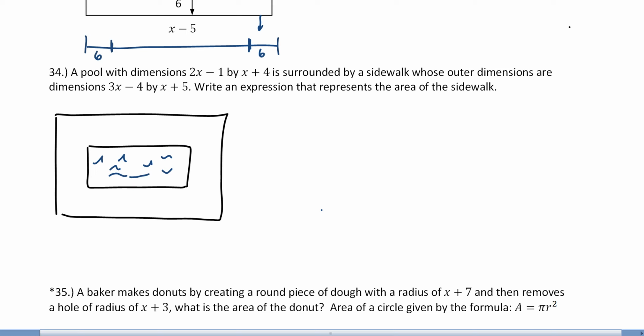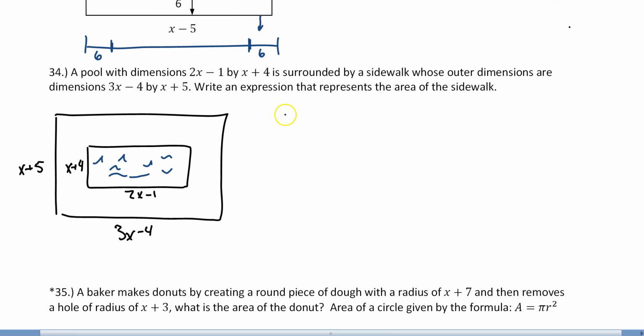It's really fantastic. But anyway, as I label these things, the dimensions of the pool are x plus 4 by 2x minus 1. And then dimensions around the outside of the sidewalk are x plus 5 by 3x minus 4. And so what I have is the same situation I had the last time. I have to find the area of the whole thing minus the area of the pool. I have to take away the area of the pool to get the area of this walkway that's around the outside.